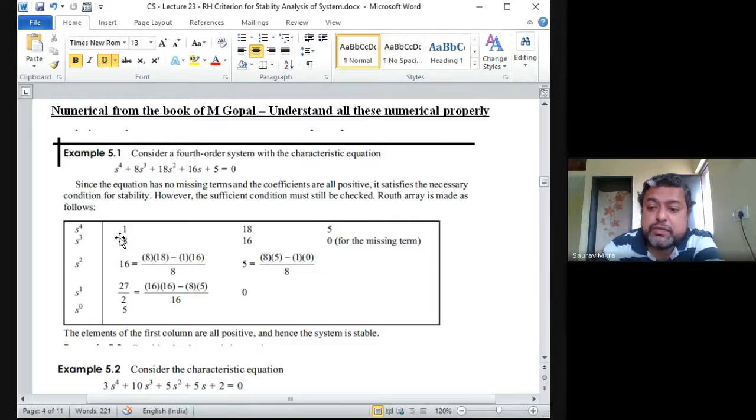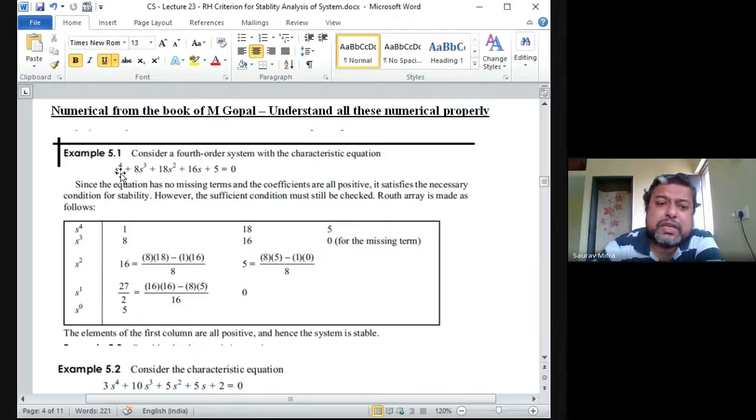That means all the poles of the system are lying in the left hand side of the S plane, and the system is stable. You can see in this numerical, they have given a characteristic equation, which is at the denominator of C(s)/R(s): s raised to 4 plus 8s cube plus 18s square plus 16s plus 5. Now you have to divide this into two different polynomials, called the even part and the odd part. What is the highest power of s? The highest power is s to 4.